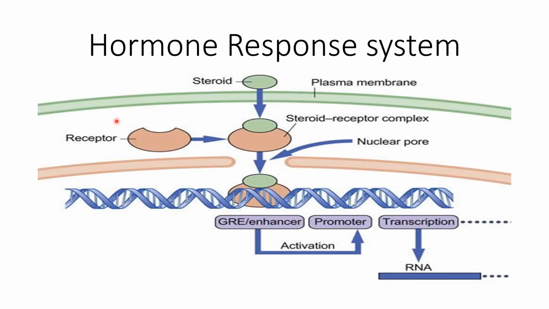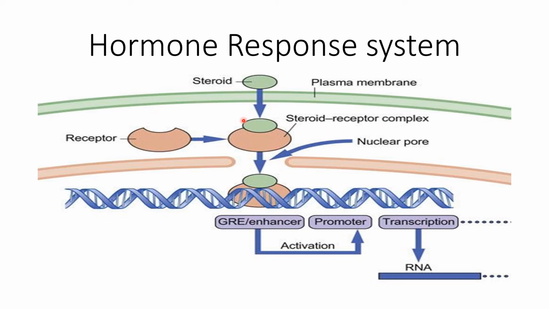Another example is the hormone response system. Hormones may be peptide in nature, or they may be steroidal in nature. Steroid hormones can easily pass through the plasma membrane, enter into the cytosol or nucleus, and bind with their specific receptors and form a complex. This is the steroid receptor complex. This is the general mechanism.